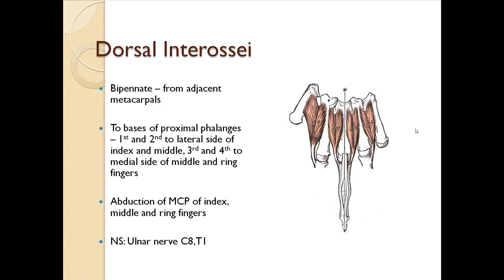The nerve supply of the dorsal interossei once again is the ulnar nerve, C8 and T1, and a small point to note is that the first dorsal interosseous creates the flesh in the web space, the posterior aspect of the web space. So anterior to the first dorsal interosseous is where we find adductor pollicis. On the posterior aspect of that web space is where we get the first dorsal interosseous.